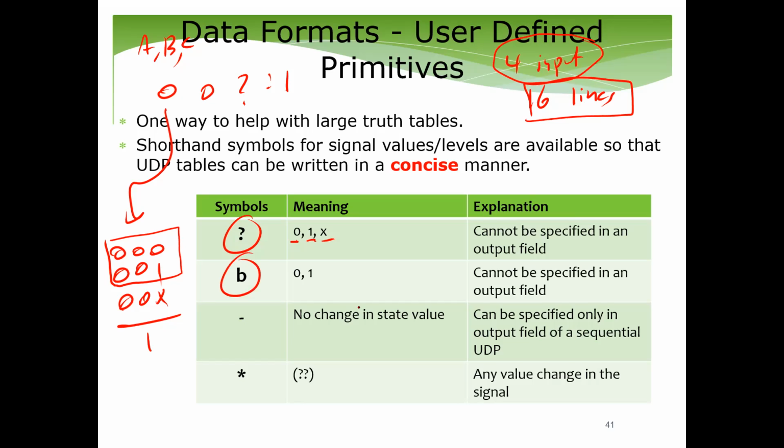Same for the symbol B, but B does not cover the unknown. So if your input is unknown, you're going to have an unknown value for the output. But if you want to cover the unknown value, use the question mark. So these two are the same. Note that these two symbols cannot be specified in an output field. For example here you cannot use the question mark and you cannot use the value of B. These symbols can only replace any bit of your input, but not the output.